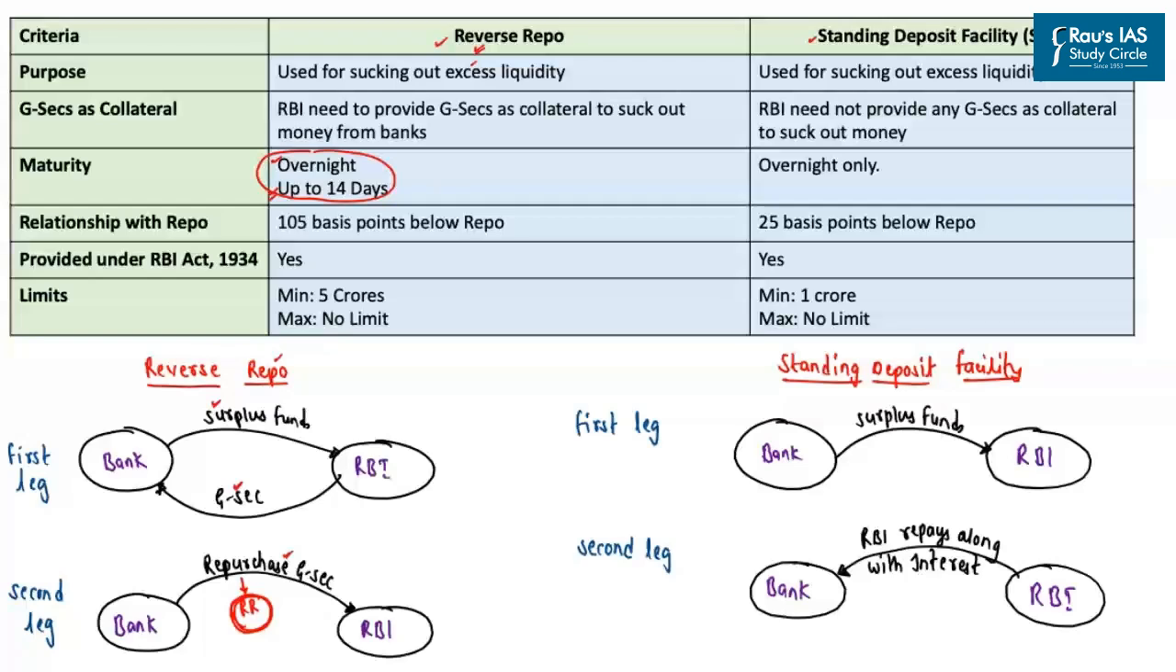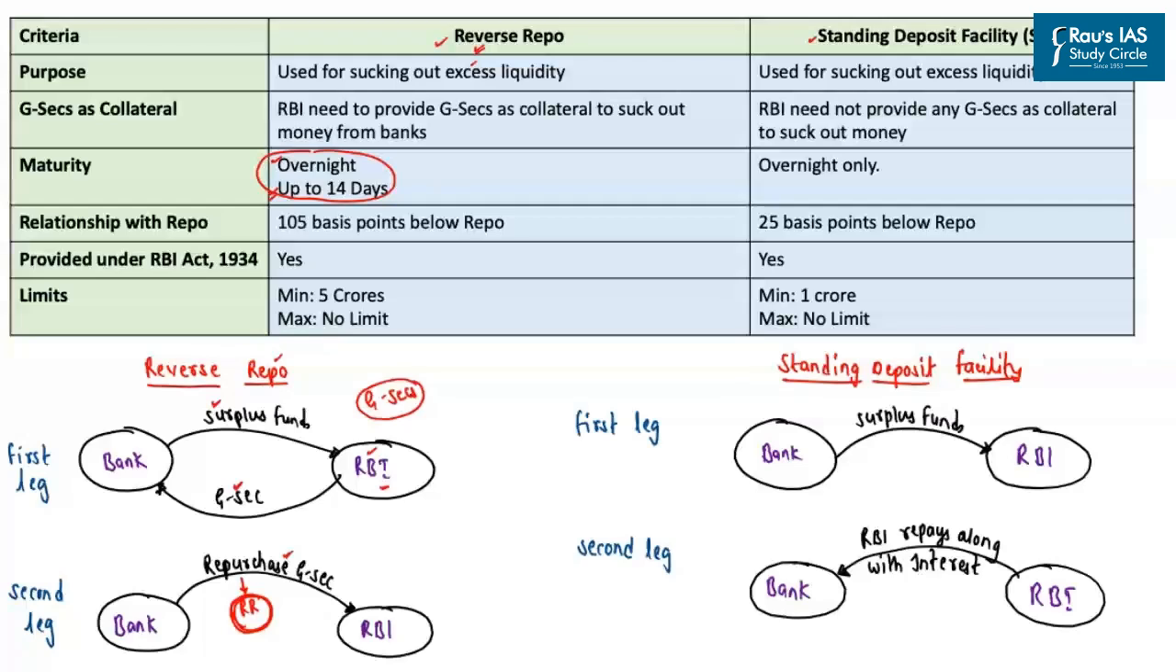But the problem with the reverse repo is that the ability of the RBI to suck out money from the economy is dependent upon how much government securities the RBI has. If RBI wants to suck out say 1000 crores, then RBI must have government securities worth 1000 crores. If RBI wants to suck out say 1 lakh crore, then RBI must have government securities worth 1 lakh crore. So if the RBI does not have sufficient government securities, then the RBI's ability to suck out money from the economy will be severely constrained.